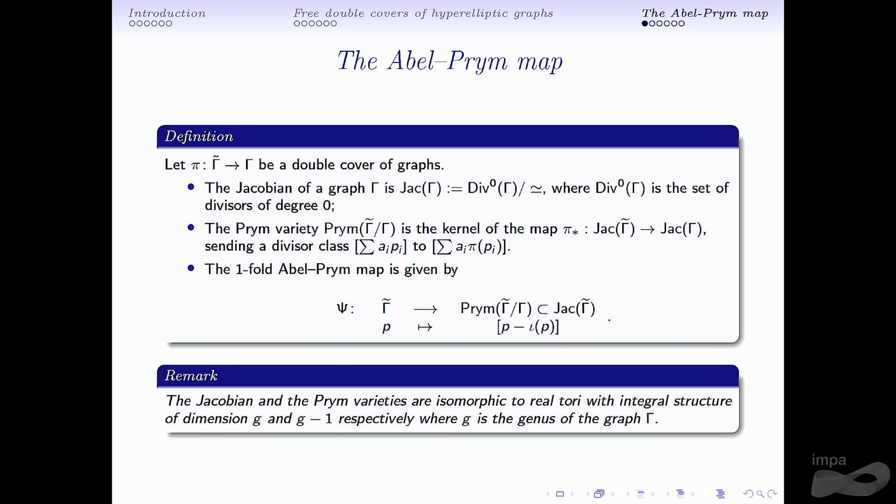And as a remark, the Jacobian and the Prym are isomorphic to real tori with integral structure. The dimension of the Jacobian is g, and the Prym variety is g minus 1. And this g is the genus of the graph gamma that we have as a target graph.